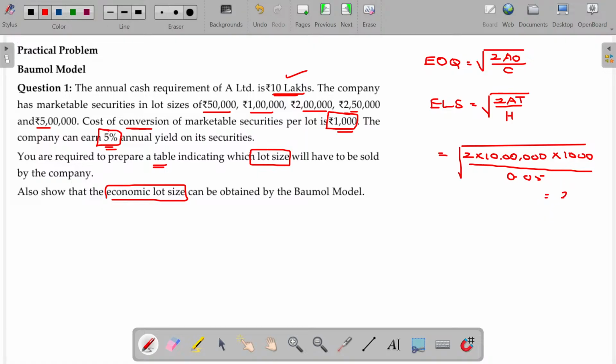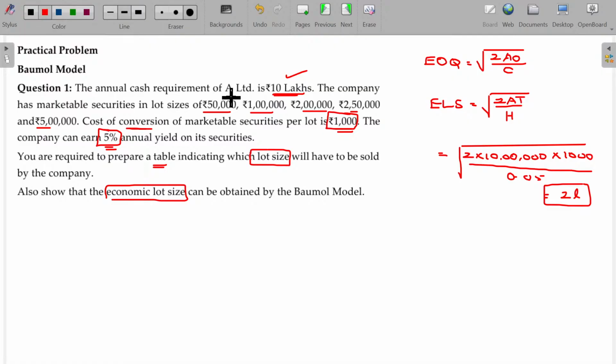2 lakhs. 2 lakhs is the lot size. Economic lot size. Anyhow, we can calculate using the tabular model also. So the annual cash requirement in tabular model, how do you solve? Different lot sizes are given. For each and every lot size, you have to calculate the transaction cost as well as holding cost. They are ordering cost and carrying cost. Here, transaction cost and holding cost.